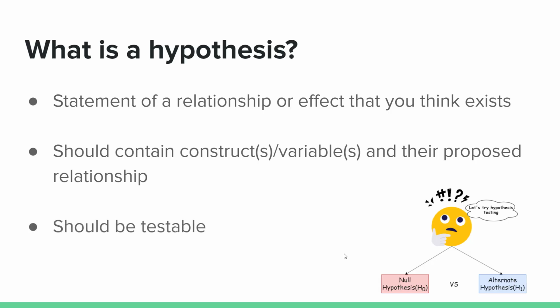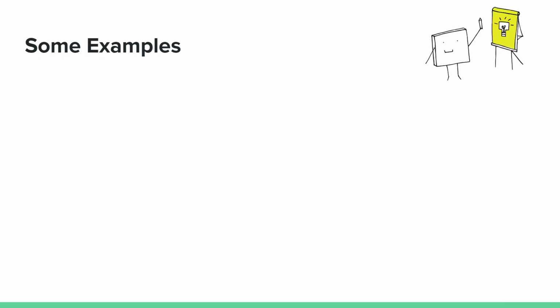And a hypothesis should be testable as basically the alternate hypothesis. A null hypothesis would say the opposite of your alternate hypothesis. So your hypothesis 1 would be your alternate hypothesis. Here are some examples of hypotheses using the variables that we have in our dataset.